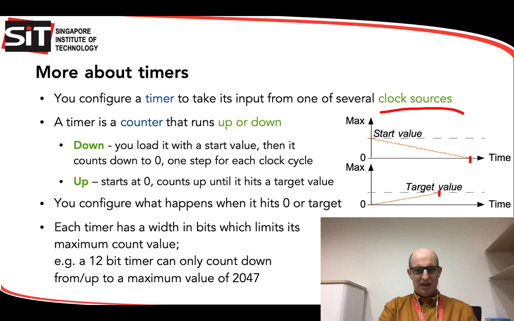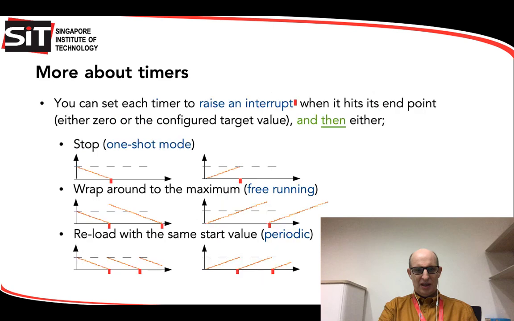Now we were talking about what happens when the timer hits zero or its target. Well, the most important thing that you can do is tell that timer to raise an interrupt when it hits its endpoint. So if it's a timer which is counting down, raise an interrupt when it hits zero. If it's a timer that you've configured to count upwards, raise an interrupt when it hits its target value. It doesn't have to raise an interrupt, but you can ask it to.